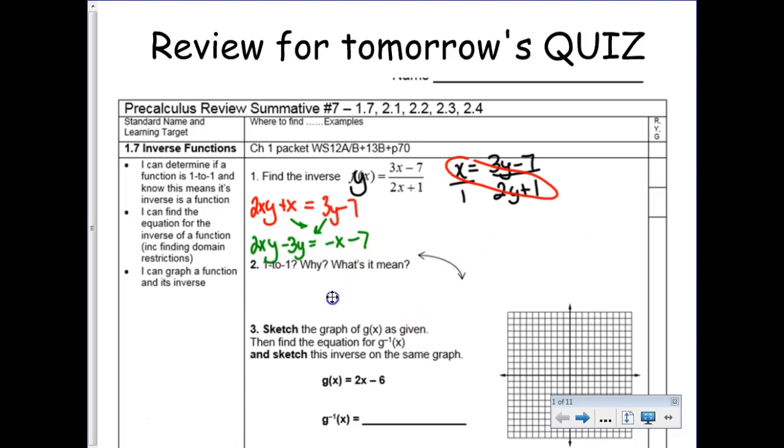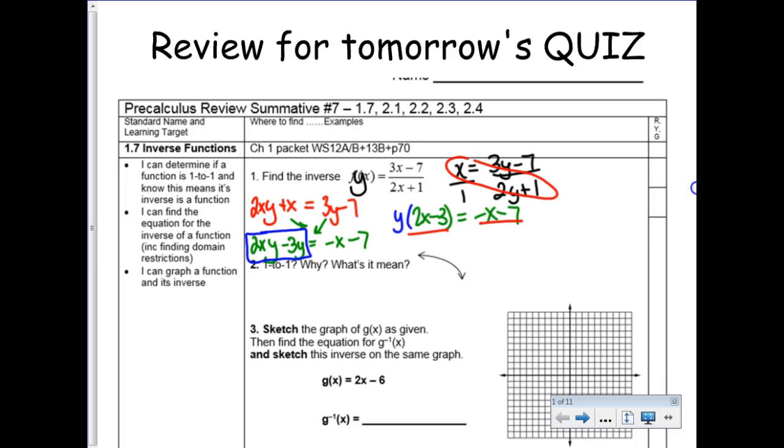And keep your eye on the prize. Your goal is to solve for y. So now that your terms of y are collected, even though there's too many of them still, you can now factor out the y. And that leaves you with, what, y times 2x minus 3 equals negative x minus 7. And then you're almost home free. You're just going to divide both sides by 2x minus 3.